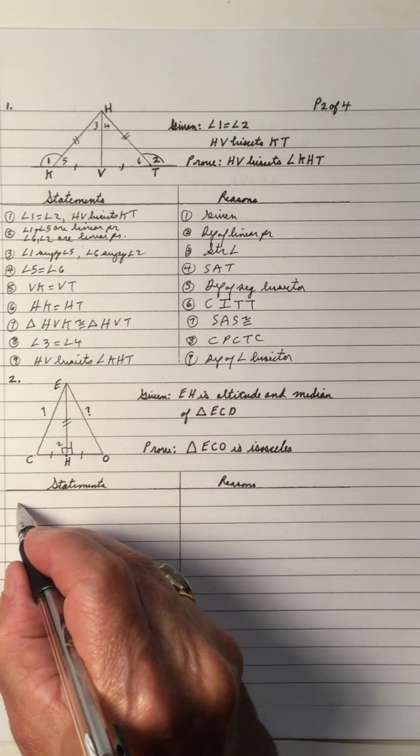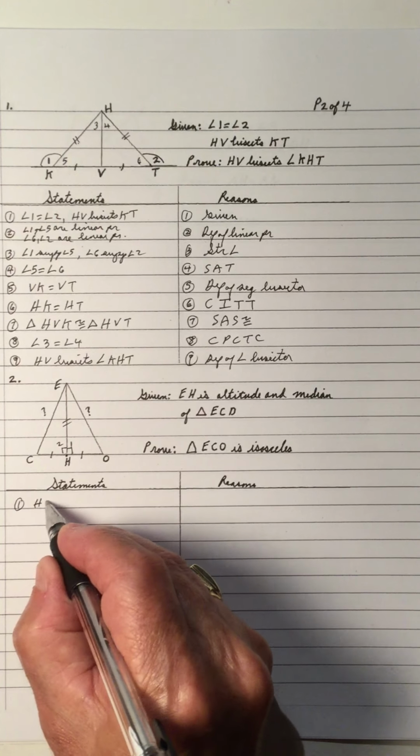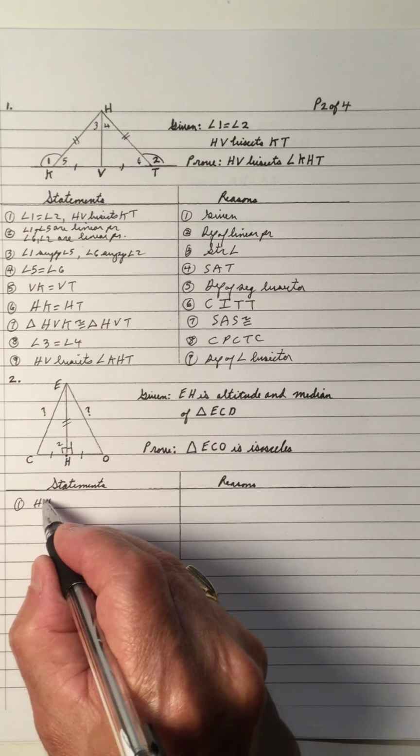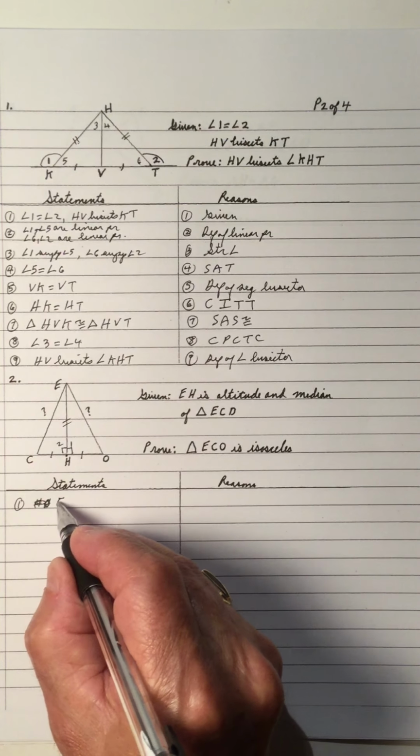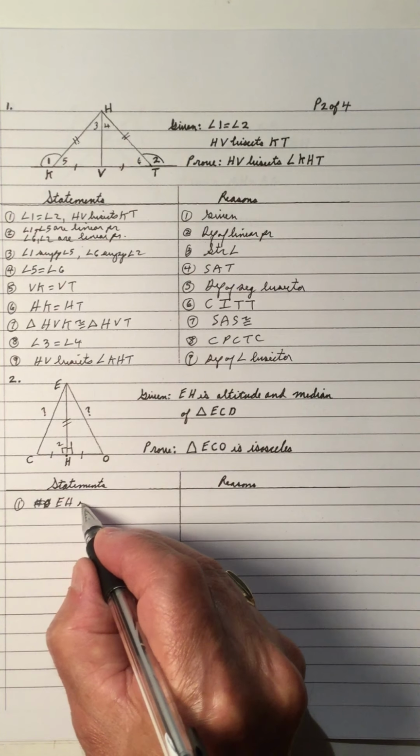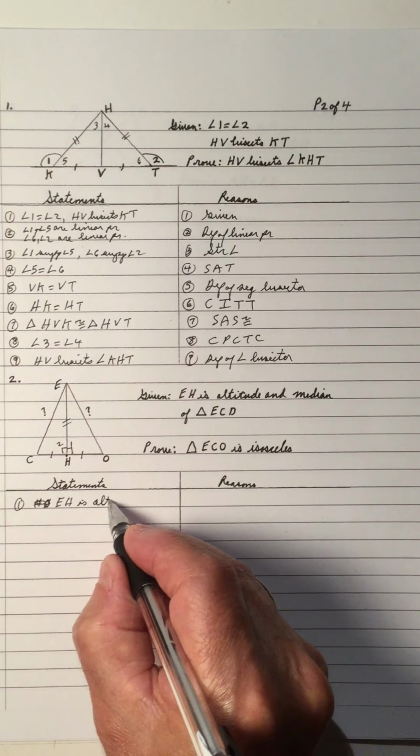Here we go. Number 1, EH is an altitude of the triangle.